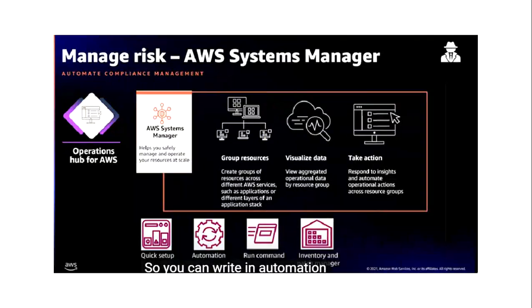The next one is Systems Manager. Systems Manager is the operations manager for AWS. The Systems Manager actually does all the resource configuration, groups all the resources, services, and applications, helps you visualize the data, and also take actions. It also provides quick setup and automation runtime, and gives you the view of inventory and all the patching you probably need.